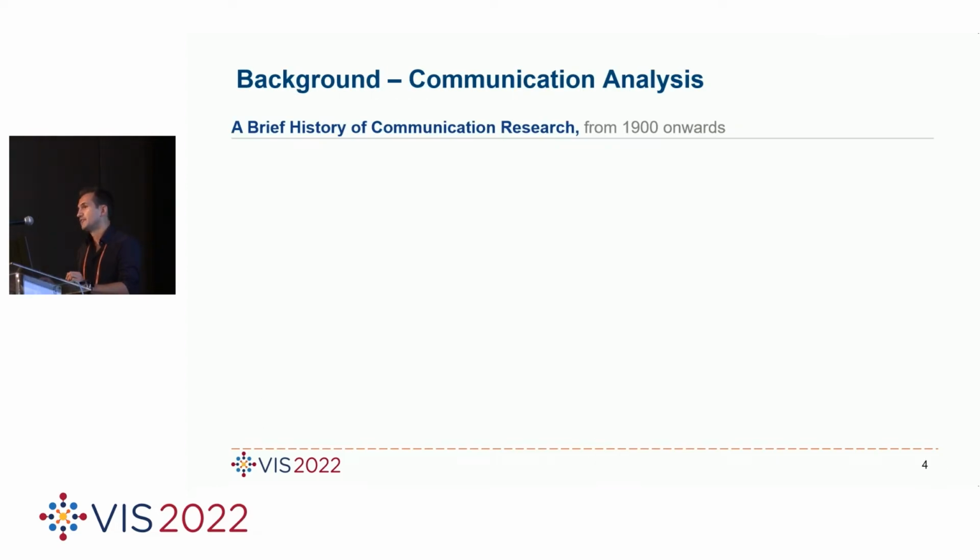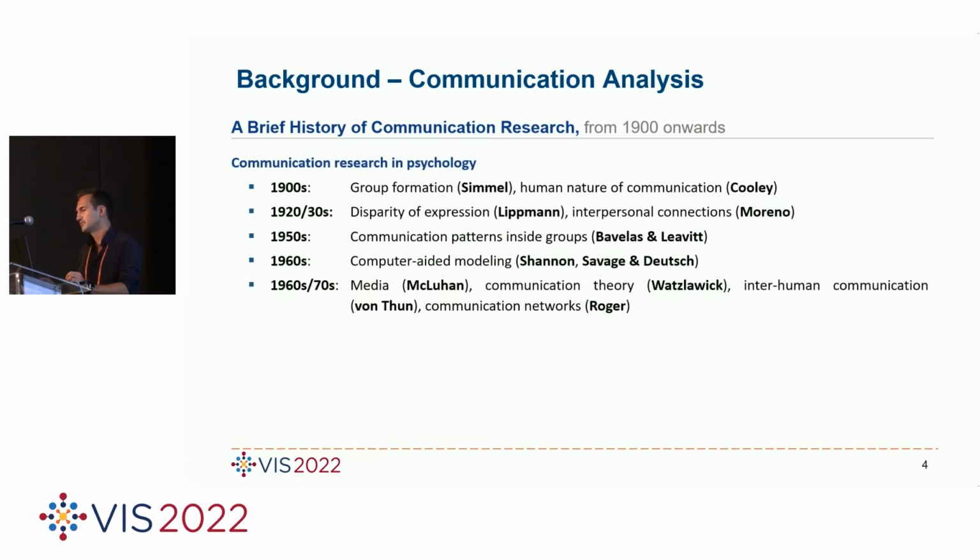The analysis of human communication goes back a long time. Here we want to focus on the more recent core developments in the last century, from the 1900s onward. Significant research on communication was conducted in the area of psychology, and noteworthy there are the early works by Simmel on group formation and the human nature of communication by Cooley in the 1900s. In the 1920s and 30s, Lippmann published on the disparity of expression, and Moreno investigated interpersonal connections more closely. And then in the 1950s, Bavelas and Lewin conducted their famous group communication experiments.